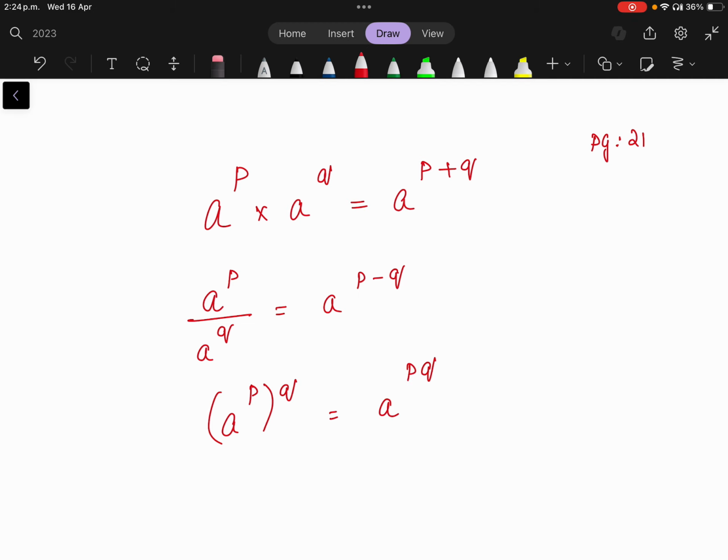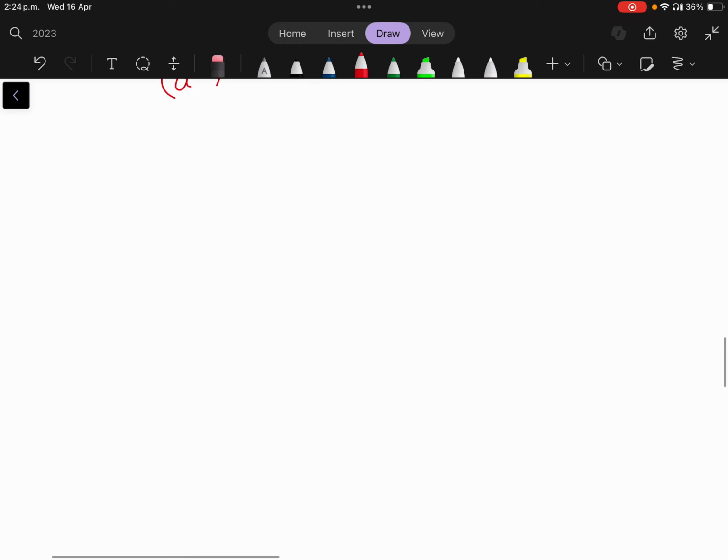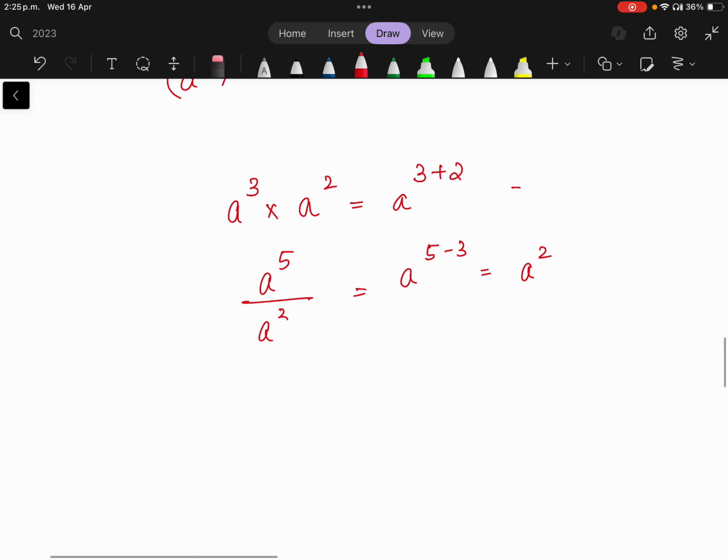For example, a to the power of 3 times a to the power of 2 will be equal to a to the power of 3 plus 2, which is a to the power of 5. And a to the power of 5 divided by a to the power of 3 will be equal to a to the power of 5 minus 3, which is a to the power of 2. And a to the power of 3, to the power of 2, will be equal to a to the power of 3 times 2, which is equal to a to the power of 6. Please remember these three things, very important.